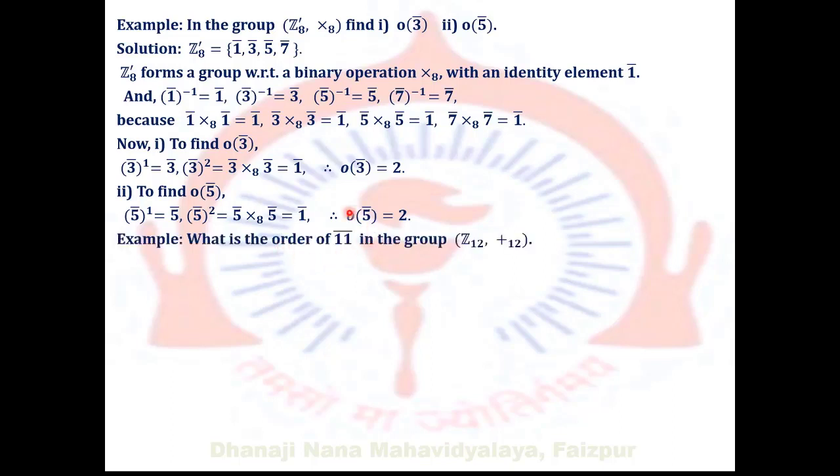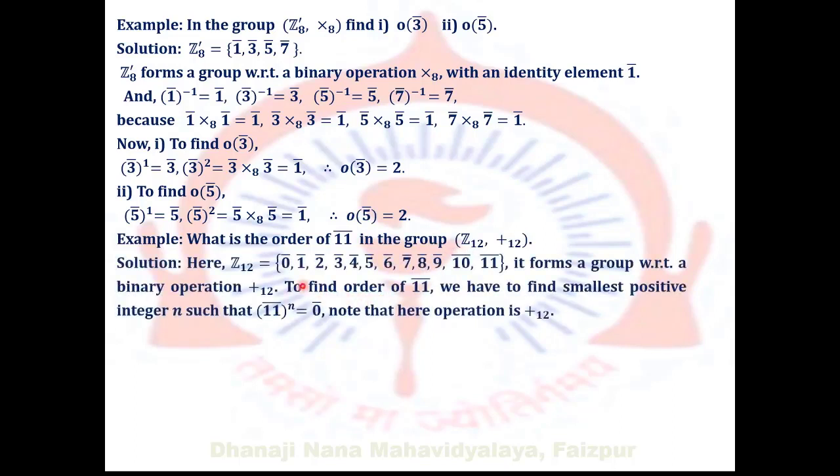Now next example: what is the order of 11 bar in the group Z12 with operation addition modulo 12? So we know that Z12 is the set containing elements 0 bar, 1 bar, 2 bar, 3 bar up to 11 bar. So it forms a group with respect to the binary operation addition modulo 12. To find the order of 11 bar, we have to find the smallest positive integer n such that 11 bar raised to n is equal to 0 bar. Note that here the operation is addition modulo 12.